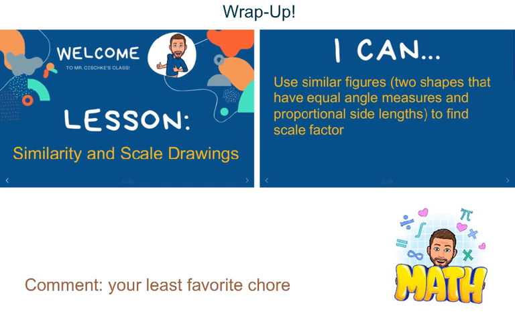Today we learned about similarity in scale drawings. Now you should be able to use similar figures, which now you know are two shapes that have equal angle measures and proportional side lengths, to find that missing scale factor.